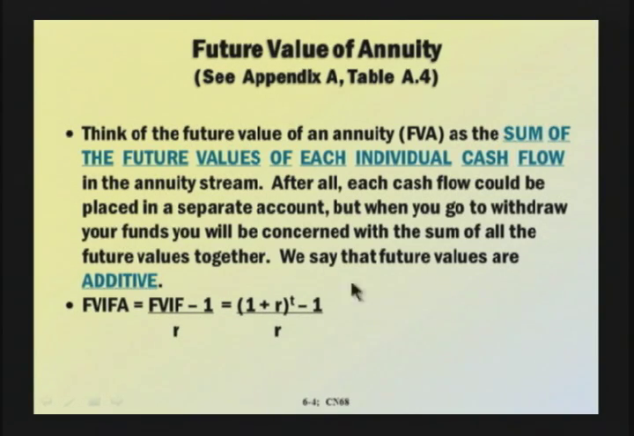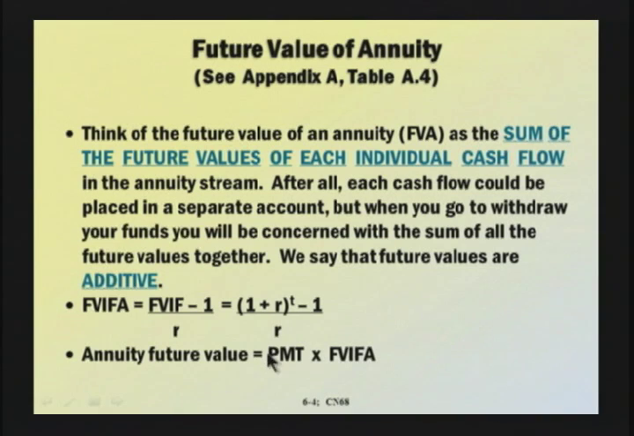Here is that factor, 1 plus the rate raised to the time. That's a future value interest factor. If you subtract 1 and divide by the rate, that gives you a factor you could multiply the payment by to get the future value of the annuity. Again, we will not use that formula, but if you would like to test it, there it is. Just the future value interest factor minus 1 divided by R. Take that factor times the payment will give you the future value of the annuity.